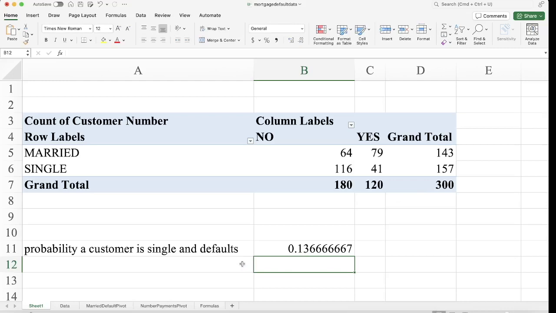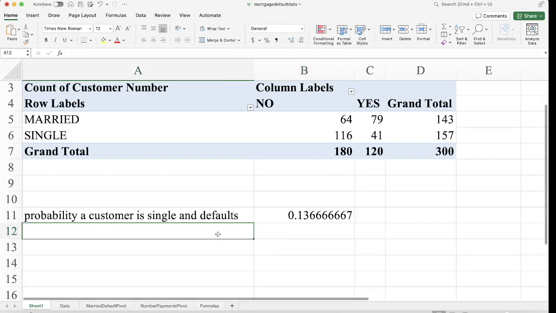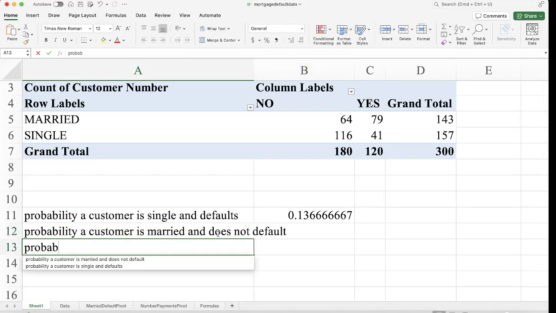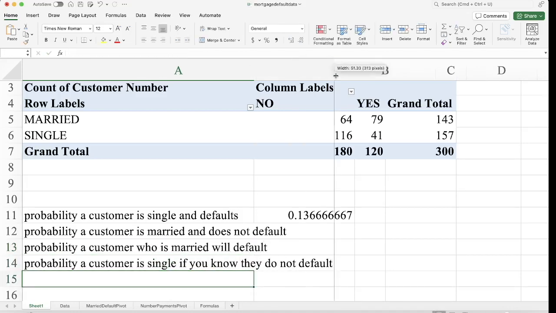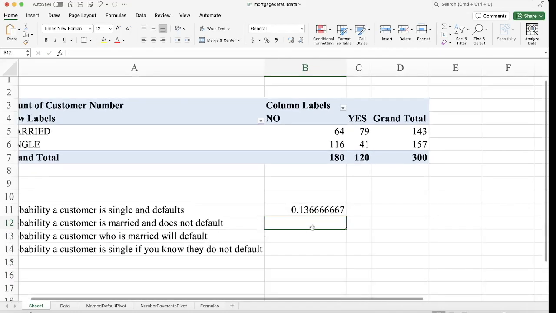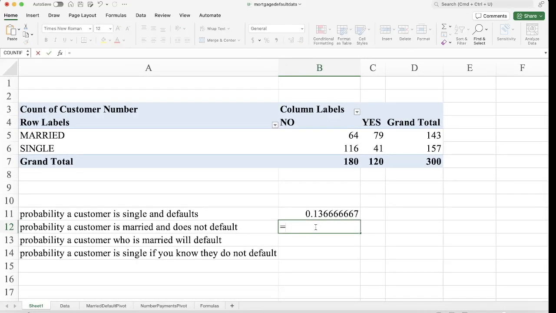Let's say I wanted to find a few more probabilities using this table. Let's say we wanted the probability that someone is married and does not default. I'd look at the number who are married and do not default, which is 64, and I would divide that by my total of 300.